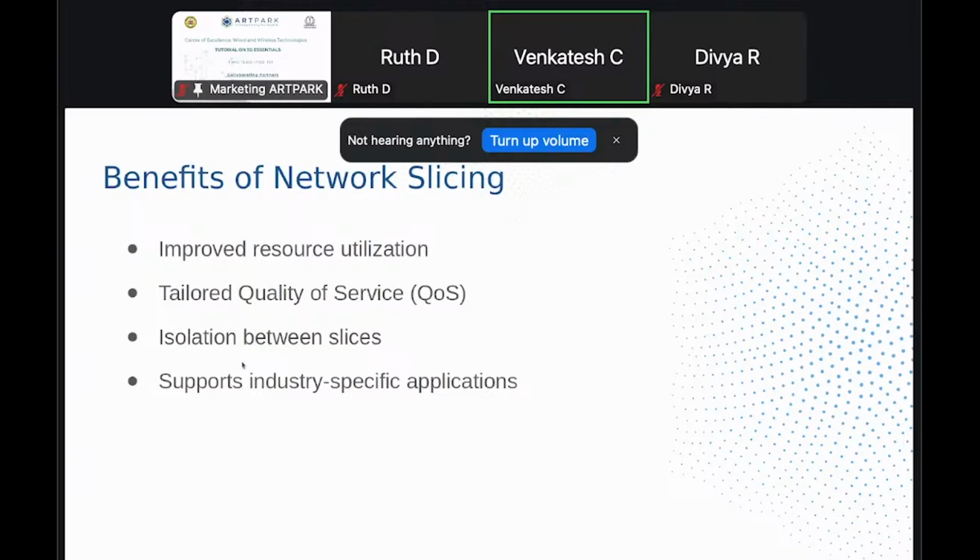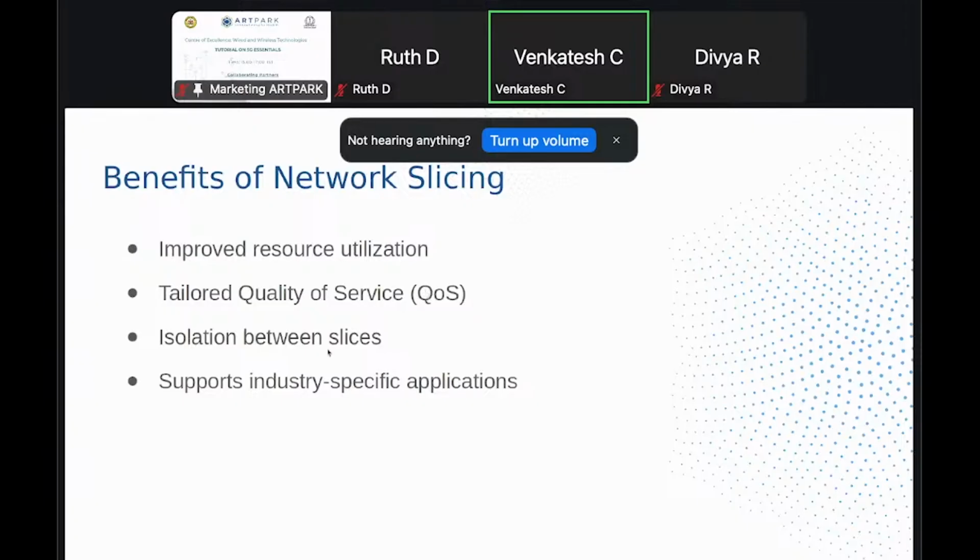And next is tailored quality of service. Each slice can be customized to meet specific QoS requirements. For example, the eMBB slice can be prioritized for high-speed data, while the URLLC slice ensures low latency. This flexibility allows 5G to serve different applications seamlessly.